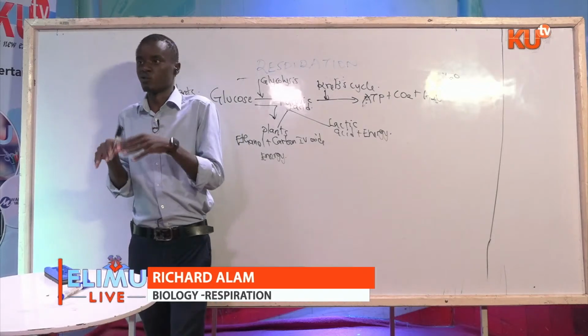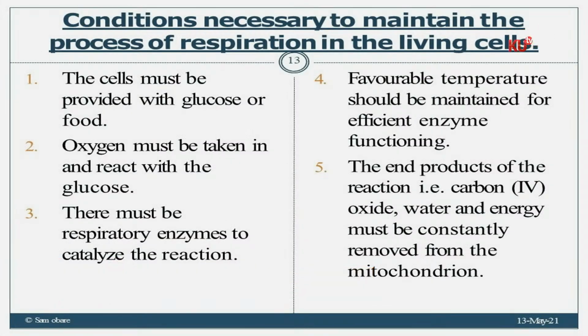Now let's move to the next concept: conditions necessary to maintain the process of respiration in living cells. For you to maintain energy production, number 1, the cells must be provided with glucose, because glucose is the main respiratory substrate that is broken down to release energy.